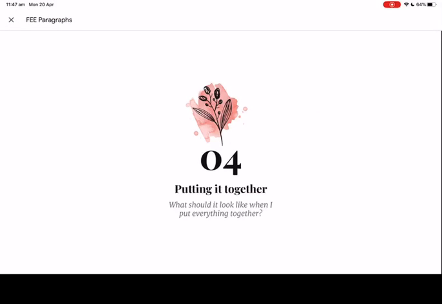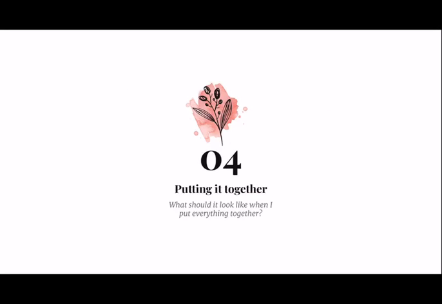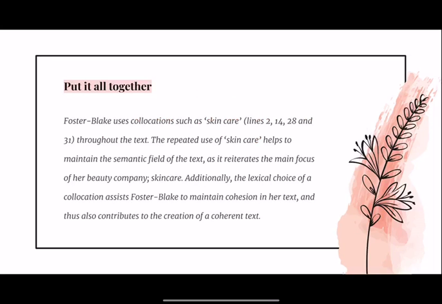Okay, so what should it look like when I put everything together? Here's my example paragraph. Foster Blake uses collocations such as skincare, lines 2, 14, 28, and 31 throughout the text. The repeated use of skincare helps to maintain the semantic field of the text as it reiterates the main focus of her beauty company, skincare. Additionally, the lexical choice of a collocation assists Foster Blake to maintain cohesion in her text and thus also contributes to the creation of a coherent text.